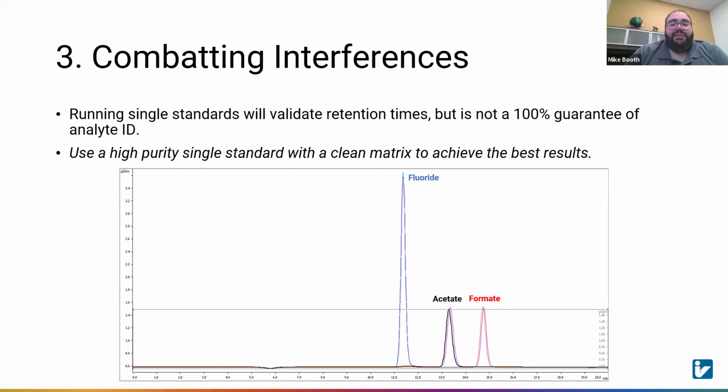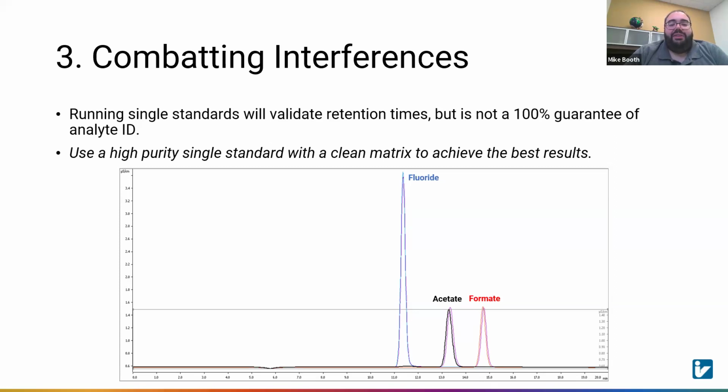It's not a 100% guarantee because, again, there could be, especially in some of the organics, something that you don't have a standard of that comes out at a similar retention time. It's going to get you really close, but it's, again, not a 100% guarantee for everything. For most things, you're going to get right where you need it to be. But again, just remember the IC only looks at conductivity versus time.